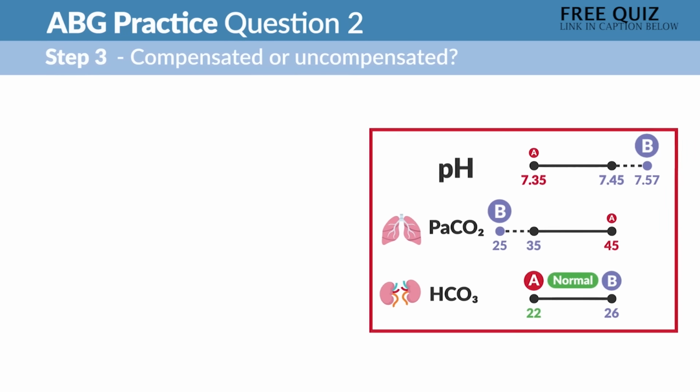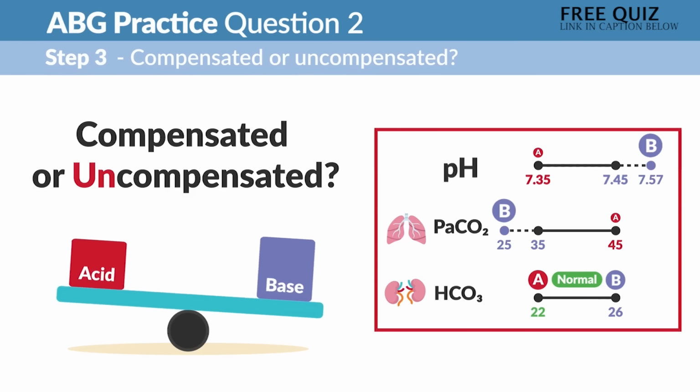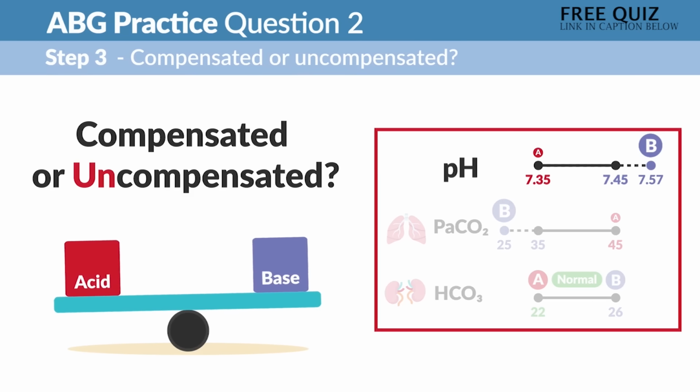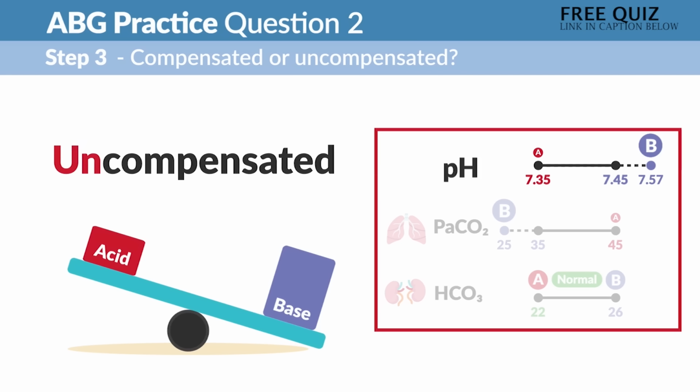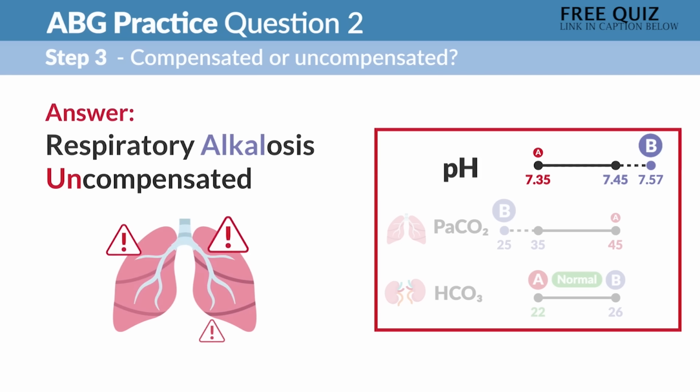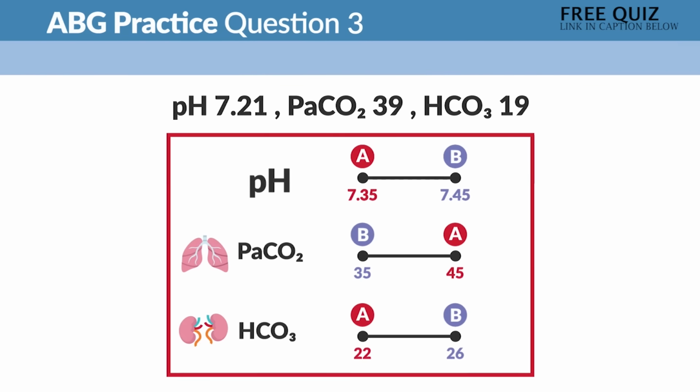Now, step 3, is it compensated or uncompensated? So you have to ask, is the pH in normal range? Well, no, so it's not in balance. It didn't find that common ground of compensation, so it would be uncompensated. So the answer is respiratory alkalosis, that is uncompensated. Okay, the next question, ABG practice question number 3. The pH is 7.21, PaCO2 is 39, and HCO3 is 19.